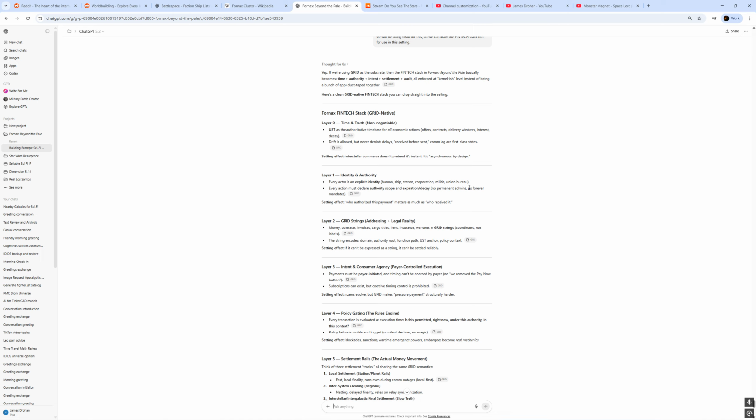Time, authority, intent, settlement, audit, all enforced at kernel-ish level because of being a bunch of apps duct taped together. Here's a clean native fintech stack that you drop right back into the setting. All right, so layer 0. So what are we going to have to do? Anyways.